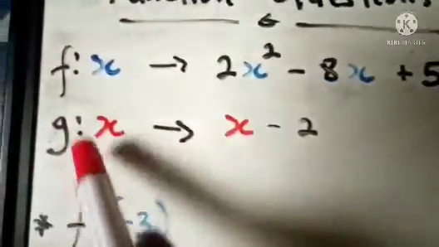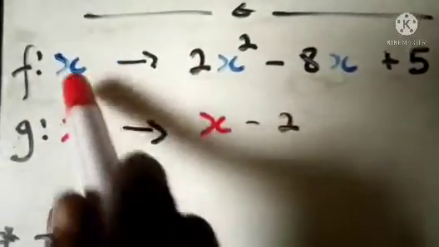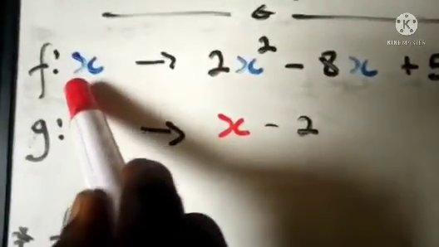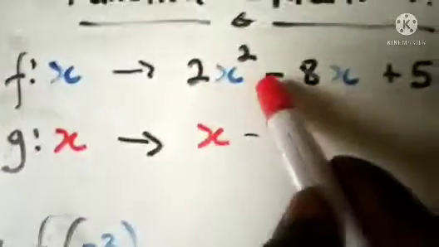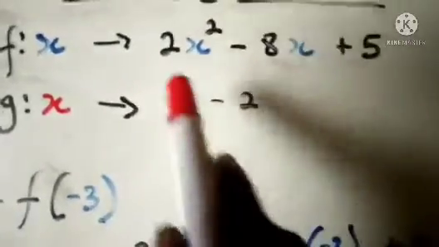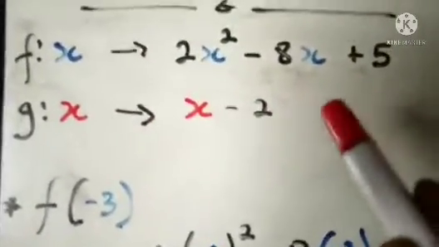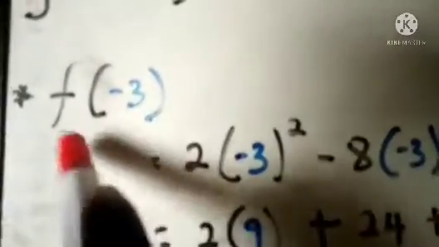These are just function notations. Is that okay? Meaning that this is the machine. We are going to put this input inside the machine. This is what we are going to put inside this machine, and this is what we are going to put inside the second machine. Two different machines here. Now after that you have been asked to find f of what?